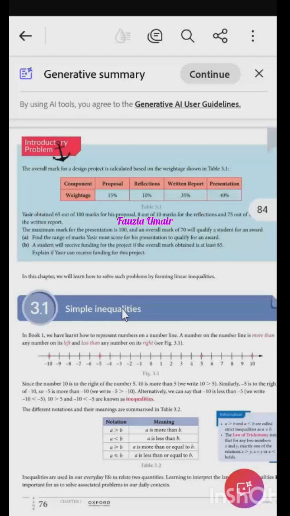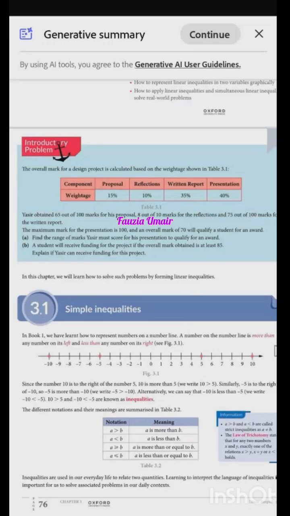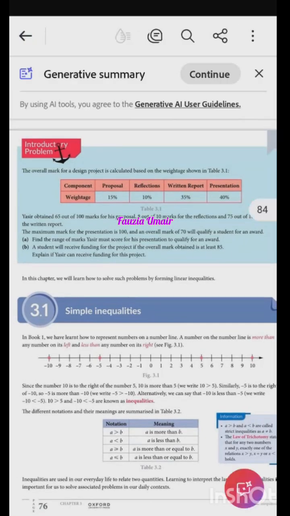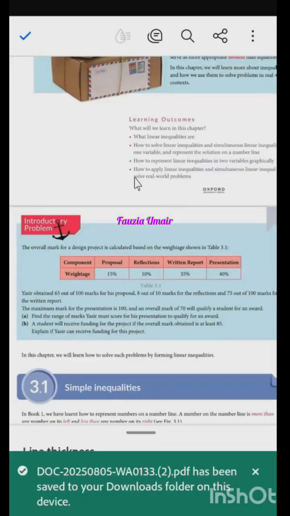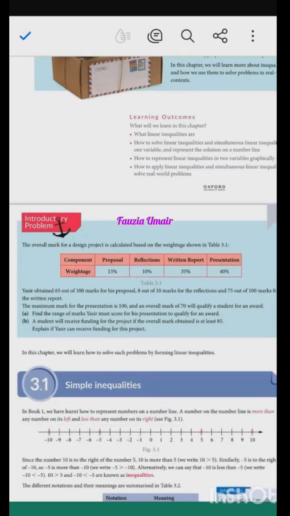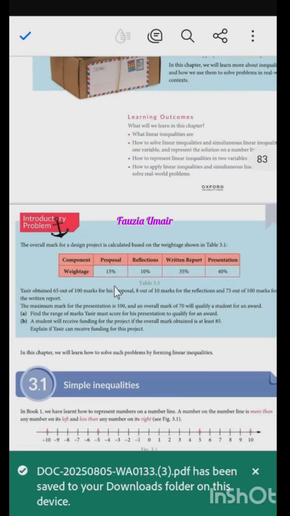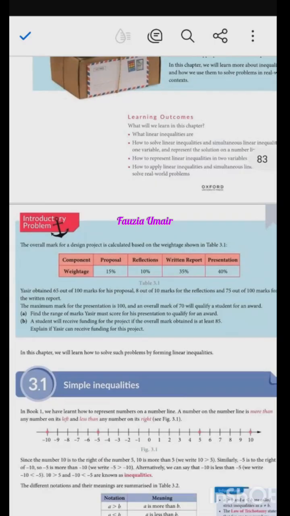Okay? So for example, if it is said, find the students whose age is, let's say, more than 16 years. So this is more than 16, matlab bigger than 16. So that is an inequality. We will write it like this: if age is bigger than 16. This is an inequality.